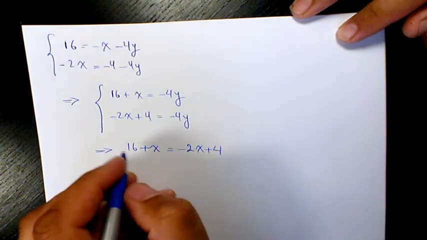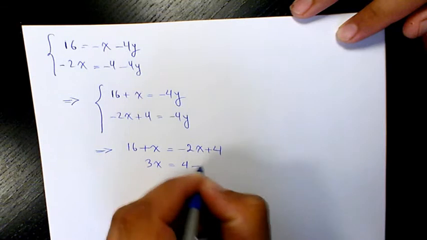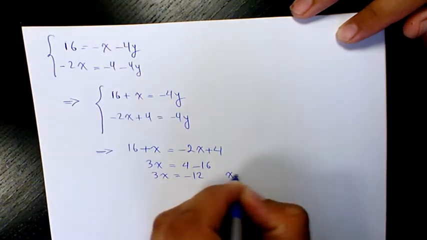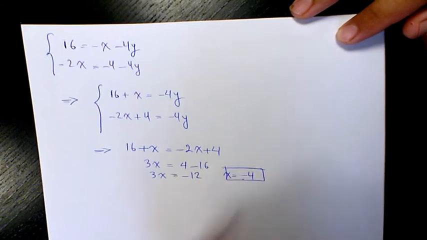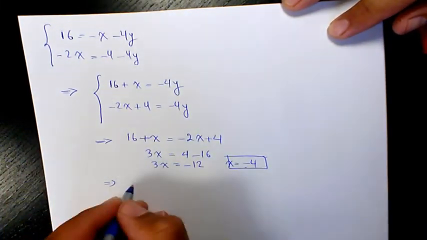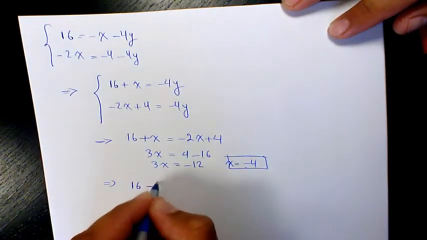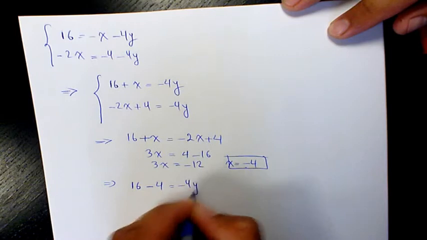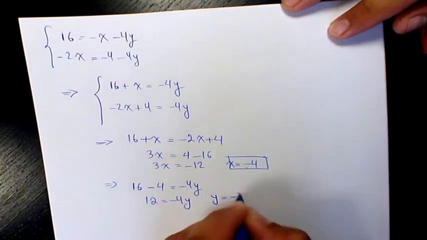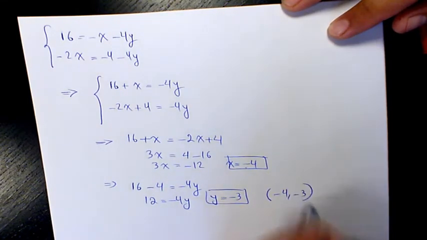So move it there. 3x, and here 4 minus 16, which is negative 12. So x is going to be negative 4. Therefore, you sub it in the first equation. 16 plus x, which is negative 4, equals negative 4y. So it's 12 equals negative 4y. So y will be negative 3. So the point of intersection is negative 4 and negative 3.